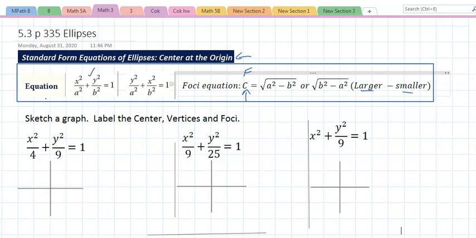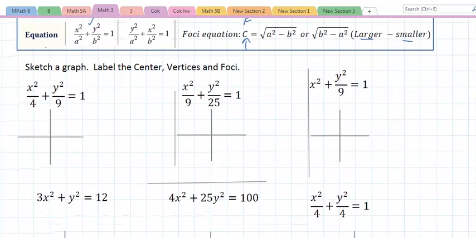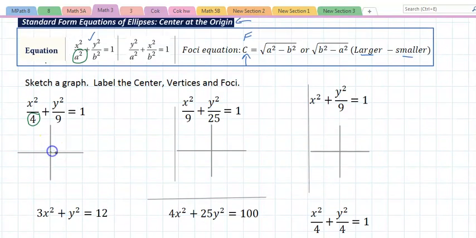I'd like to jump straight to the graph, sketch a graph. And I'm making those up. So this is how you look at this. You say, okay, underneath x is a 4, a squared. What do you square to get a 4? 2. So that means start at the origin, move 2 in the x, left and right. Label these points. Those points are on the ellipse.